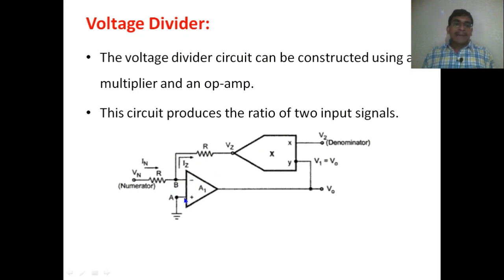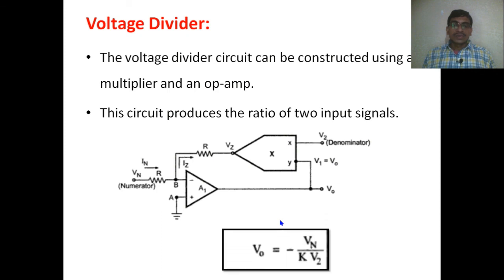For the op amp, which is an inverting op amp, in the feedback path we are applying this multiplier section. Therefore V0 is equal to minus Vn by K V2, where V2 is the denominator and Vn is the numerator section. This circuit will work like a voltage divider. These are all the different applications of the multiplier ICs, or analog multipliers.